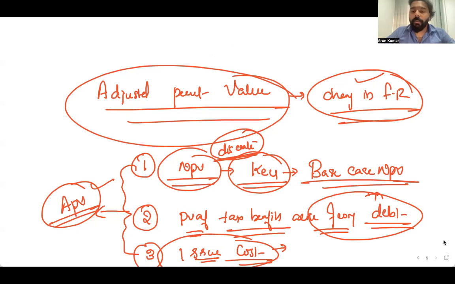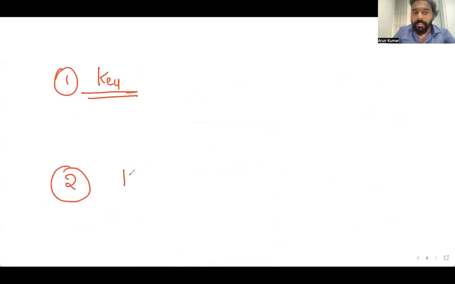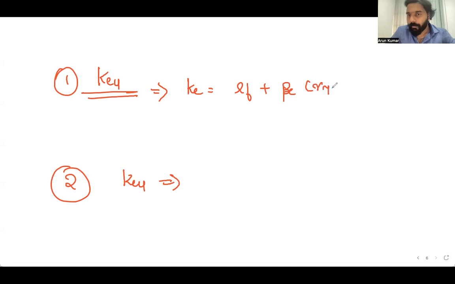So now the question is, how will you calculate KE ungeared? What are the two different ways in which we can calculate KE ungeared? We have two different methods, and it depends upon the information given in the question. Either we can calculate KE ungeared with the CAPM formula itself. So what was your CAPM formula? KE is equal to RF plus beta E into (RM minus RF).